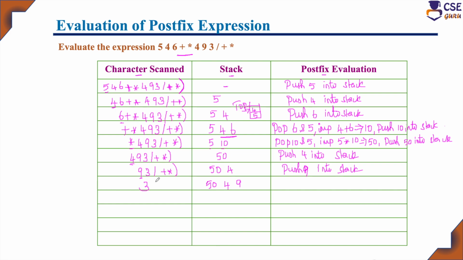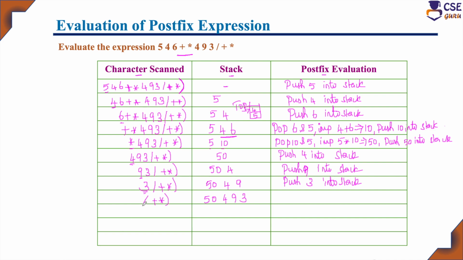Remaining input characters are 3, division, plus, multiplication, close bracket. And next, it is an operand, this 3 also you have to push into the stack. Now the stack contents are 50, 4, 9 and 3. Okay, and the remaining input characters are division, plus, multiplication, close bracket.